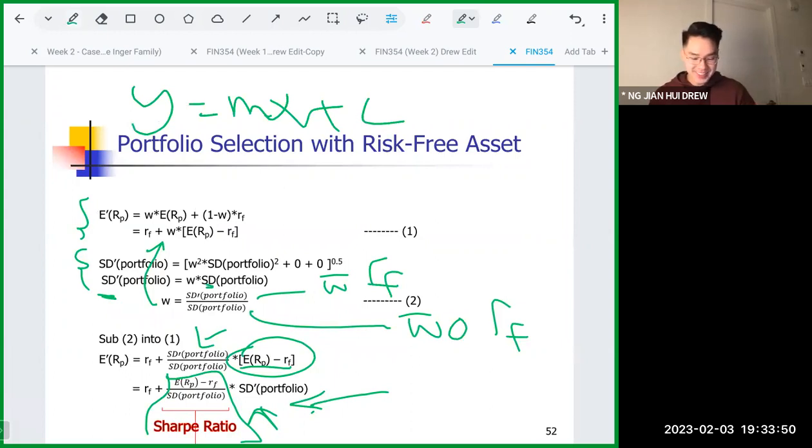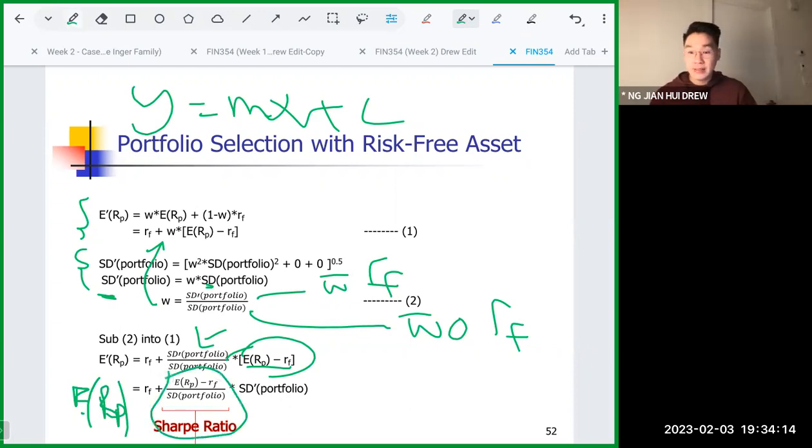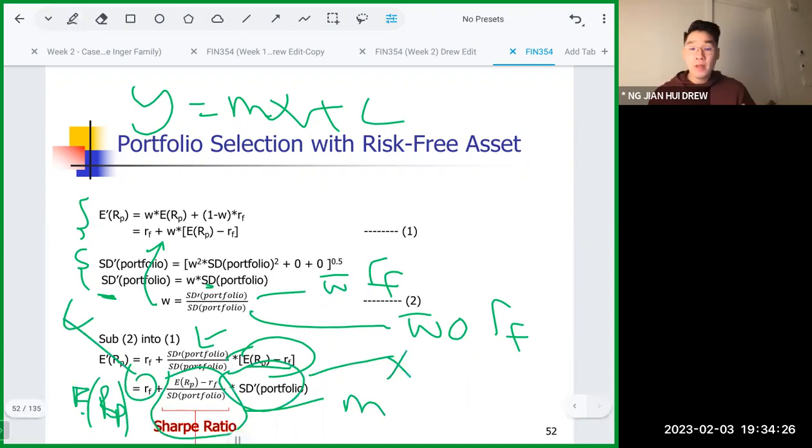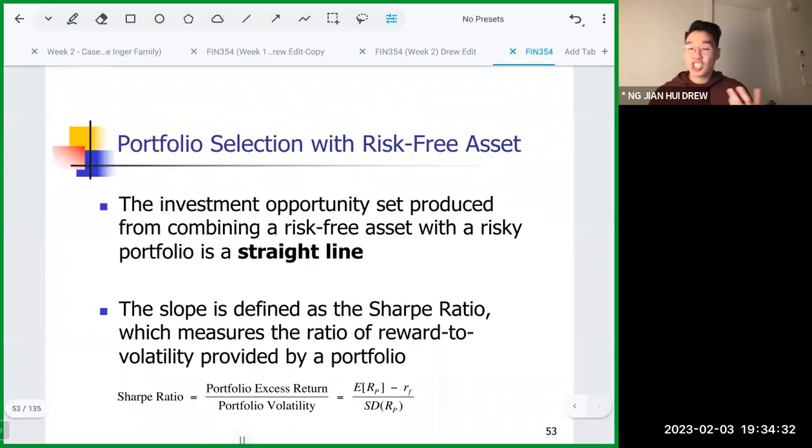Perfect, equation of a line. That's what I wanted to hear. So when you see y equals mx plus c, can you compare this with the eventual form that we get here? ERP equals RF plus this thing times SD apostrophe portfolio. Can you see that immediately this Sharpe ratio is the gradient? Right, it is m, your RF is c, and SD here is your x, basically, right? So why is this important? Because we're going to plot this on a graph, and by knowing y equals mx plus c, you immediately know what the gradient is. So the gradient is actually the Sharpe ratio.